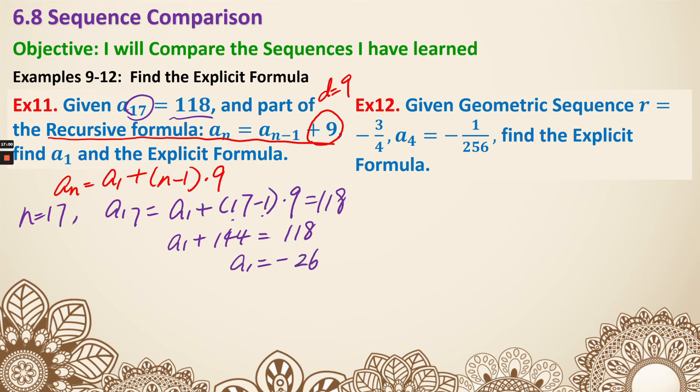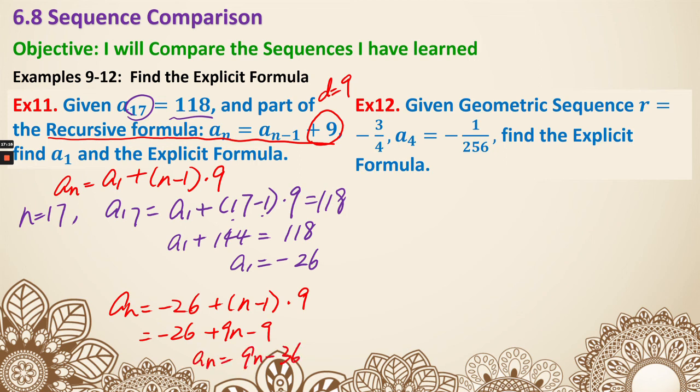Now I can use that to find my actual explicit formula. A sub n equals negative 26 plus n minus 1 times 9. So negative 26 plus 9n minus 9. Final answer, a sub n equals 9n minus 35. There's my explicit formula. Lastly, example 12.